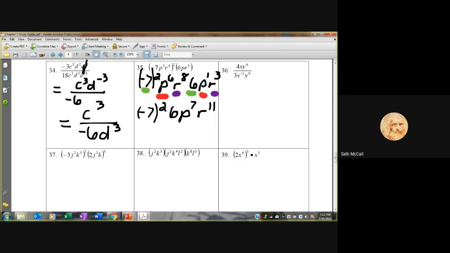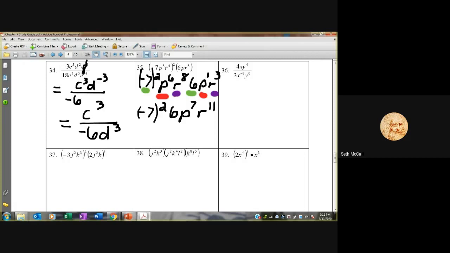If you want to multiply it out, -7 times -7 would be 49. And then 49 times 6 is going to be, let's see here, 294, I think, something like that, close enough. But you don't need to multiply it out. You can leave it like that.